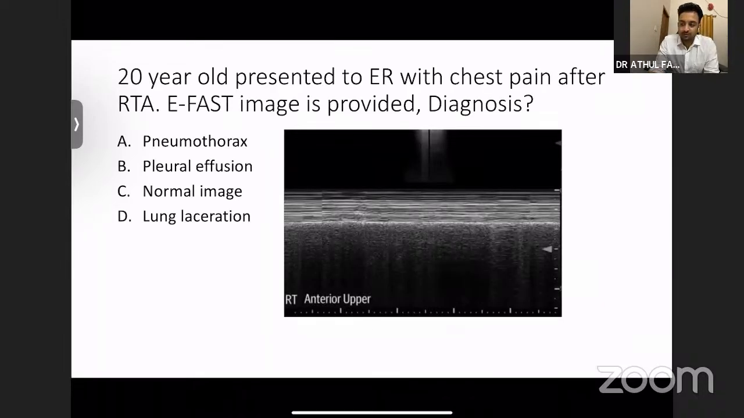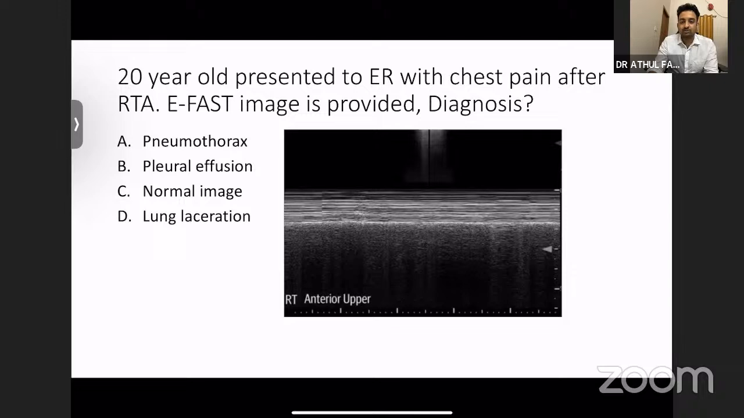So this was the first question. This first question was a case of a 20-year-old who presented to the ER with chest pain after a road traffic accident. The patient is coming to you after a road traffic accident, complaining of chest pain. And as a casualty medical officer, you are doing an EFAST. So what is the diagnosis?